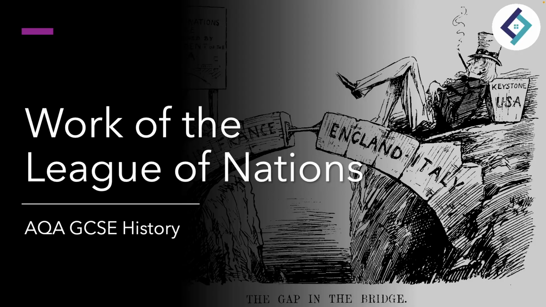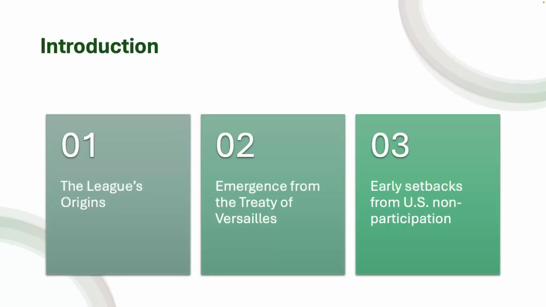If I go back to the original slide, this propaganda image, or the satirical image, I should say, of the Keystone USA on the bridge, is one of the most famous images of the League of Nations that you will ever see. You will see it in every single exam, and you will see it in every single textbook. And it's true. You've got England, you've got Italy, you've got France building the bridge, but the keystone in the middle is the United States, and it was completely absent from the League of Nations.